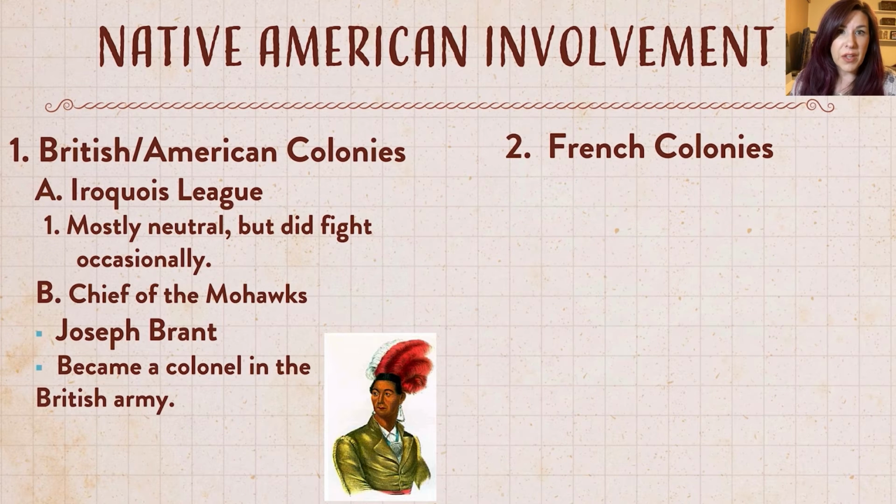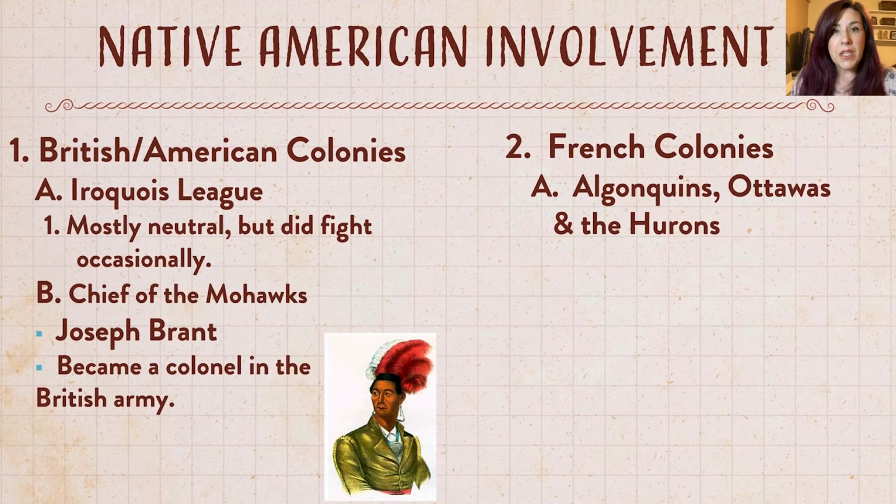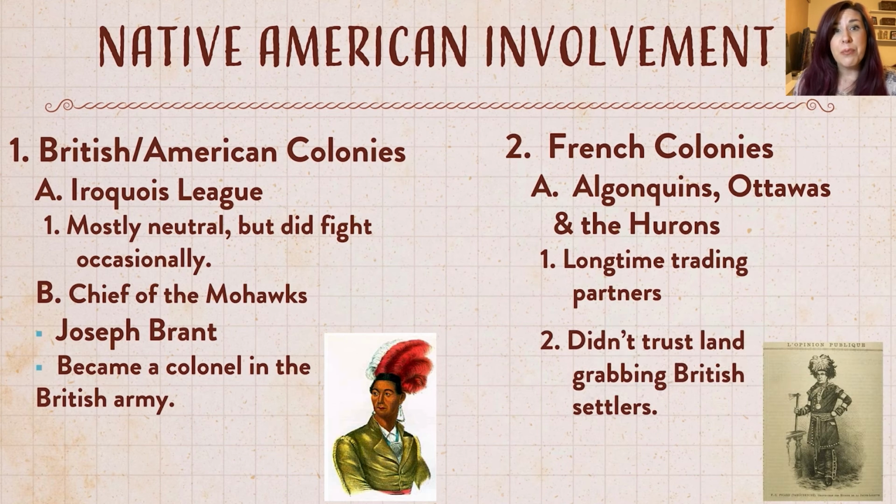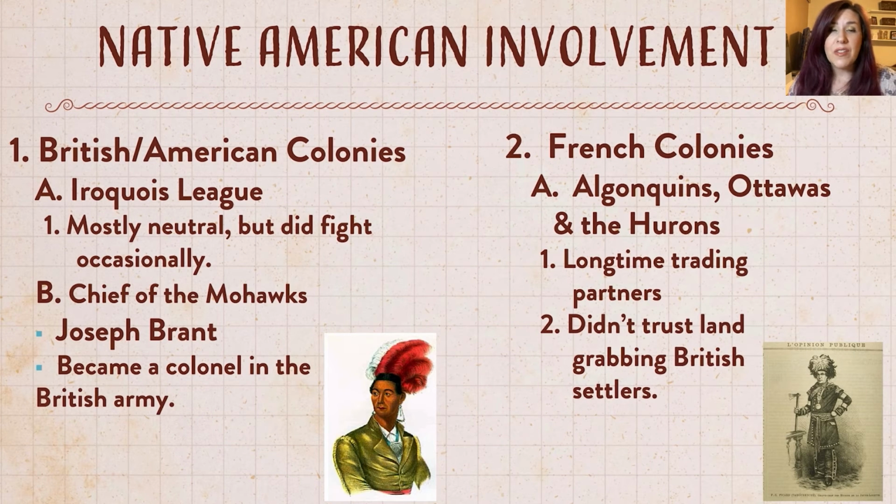You do have those on the other side that wanted to side with the French, mostly because these are tribes that had huge agreements and trades with the French fur traders, and they wanted to protect that. They also really didn't like many of the British colonists, because the French were there for the fur trade. They weren't there for land. They were there for the economic side. So they sided with the French because of those agreements.